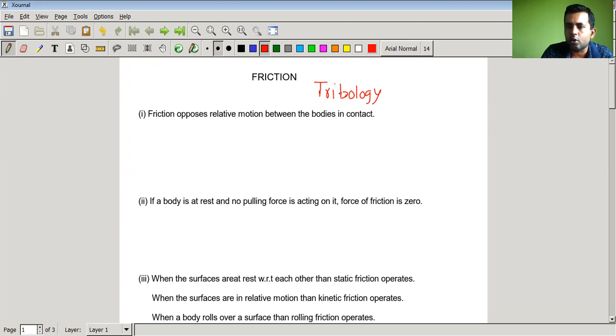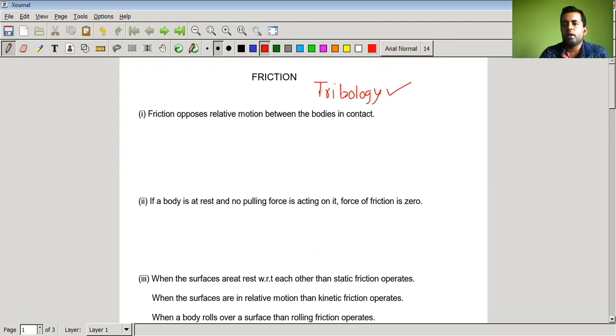Because friction is present in all the machinery, all machine parts, right? Because of that, it plays a very significant role. Like when we make tires or when we make machine parts, how friction is going to appear or how we can reduce it, right? That comes under this study. So the study of friction is called tribology. Okay, now what is friction?